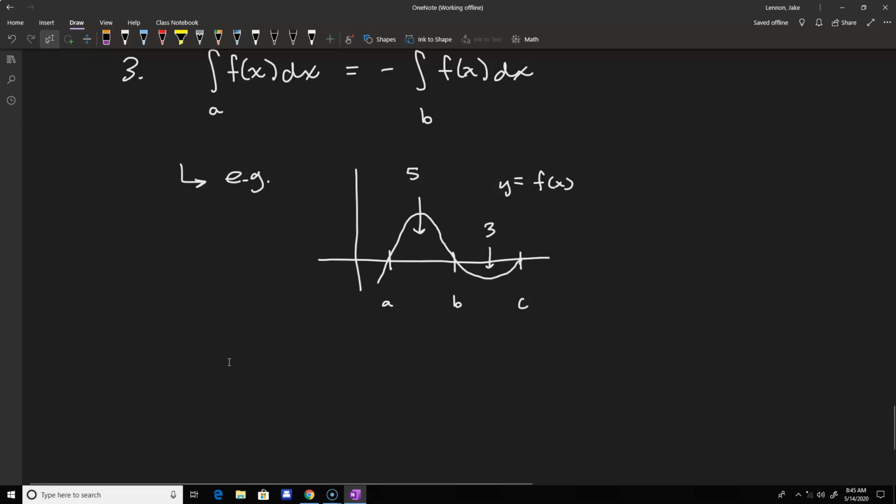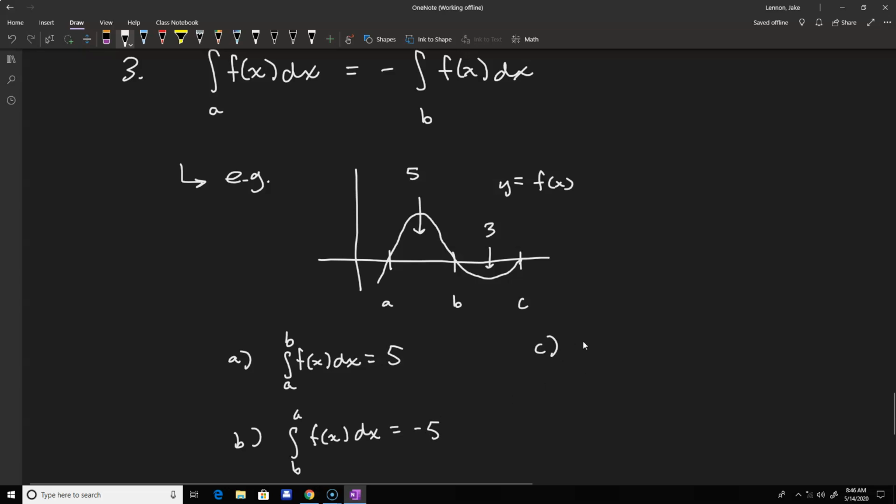Let's just say we wanted to compute the integral from a to b of f of x dx. Well, that would just be 5. But if we went the other way, let's say we did the integral from b to a of f of x dx, well, then this would be negative 5. We just append a negative.